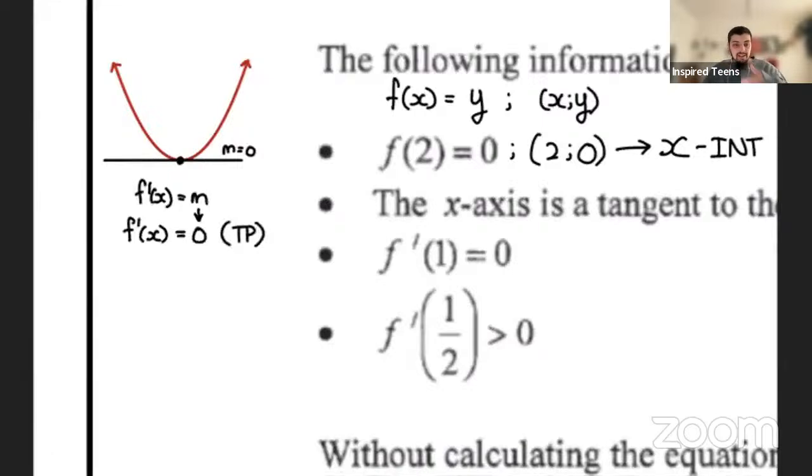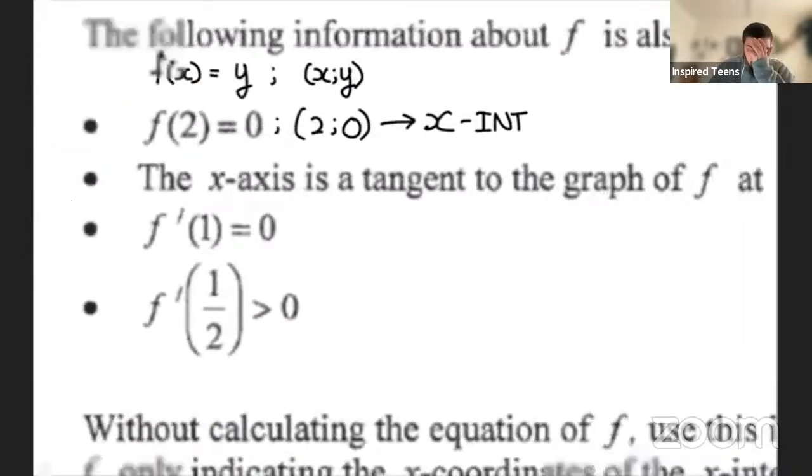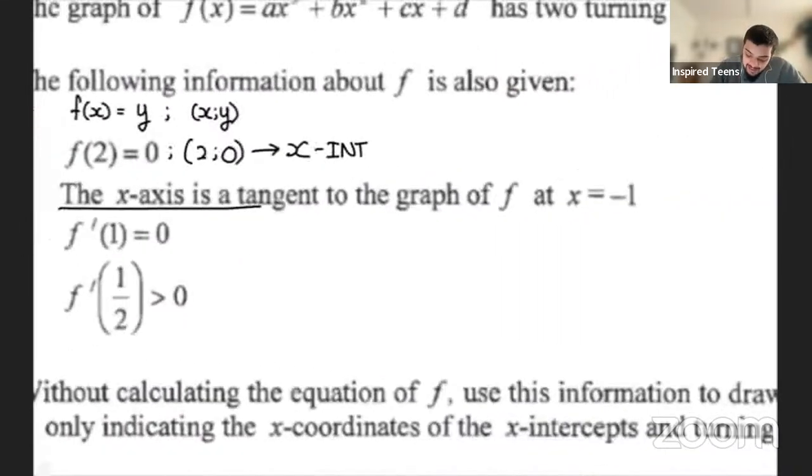Okay, derivative at the turning point, sorry, gradient at the turning point is 0. So that's just a little bit of extra information for you to understand that. But the point is that the tangent at a turning point is always a horizontal line, with a gradient of 0. So here they're saying that the x-axis is a tangent to the graph of f.